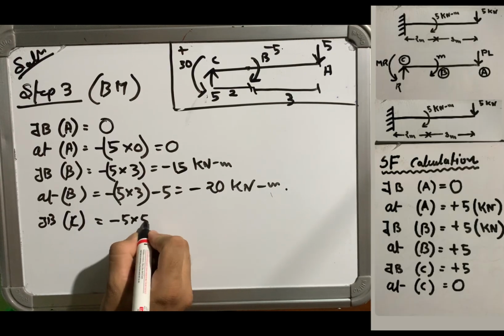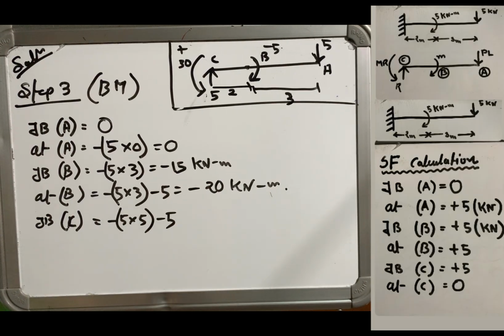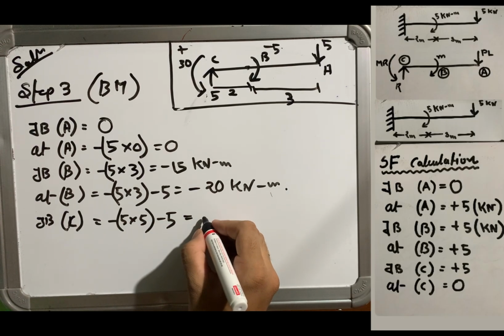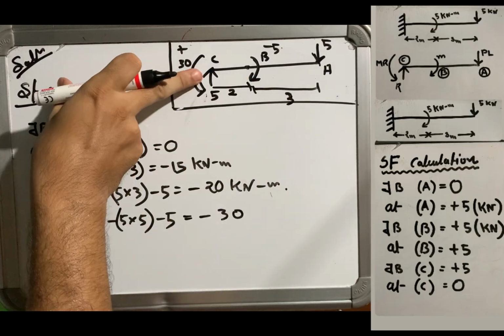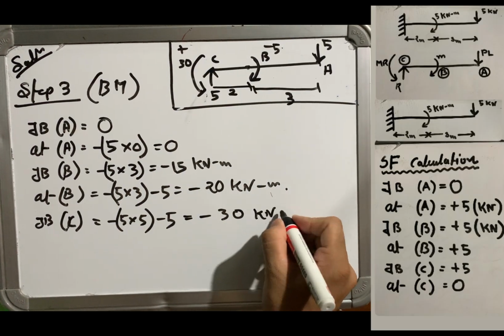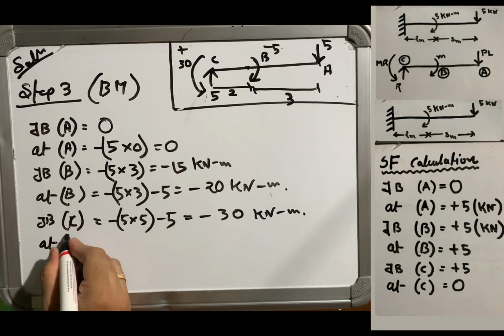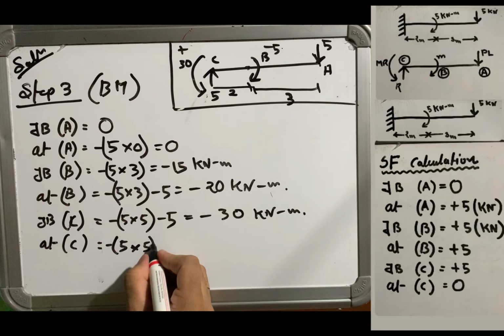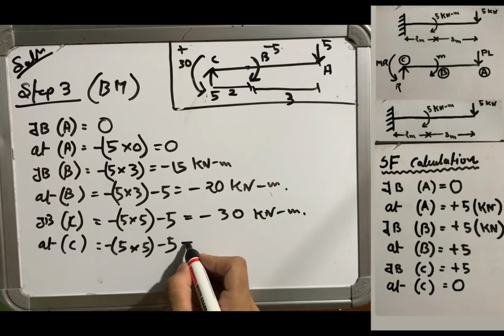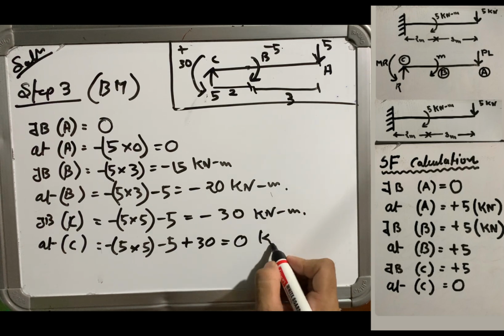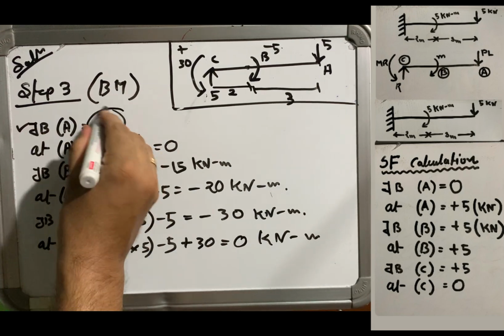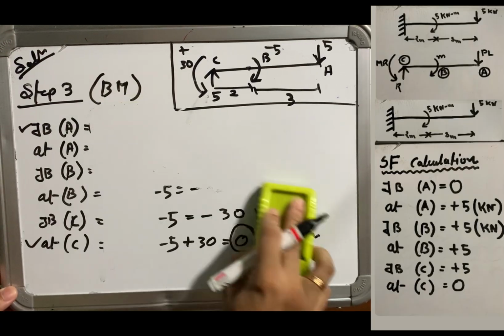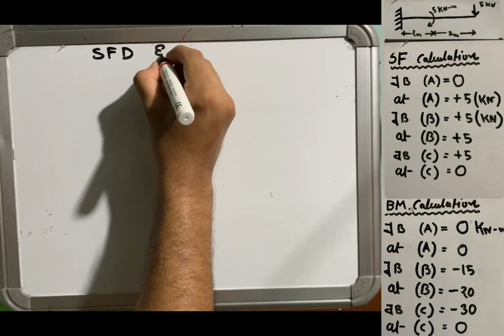Just before C now, as you can see, minus 5 will be the force and the distance is 5. So minus 5 into 5, and minus 5 is the B point moment, which is minus 30 kilonewton meter. At C, first of all we have 5 into 5 minus 5, which is just before C, plus 30. Plus 30 means we calculated summation of moment, which is 30, which is anti-clockwise, that's why at this point the anti-clockwise will be plus, so this is 0.